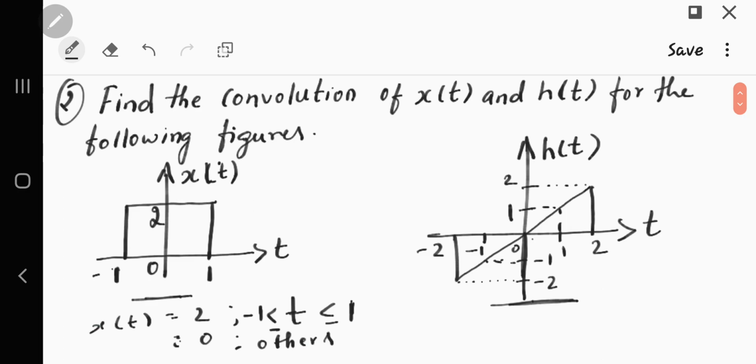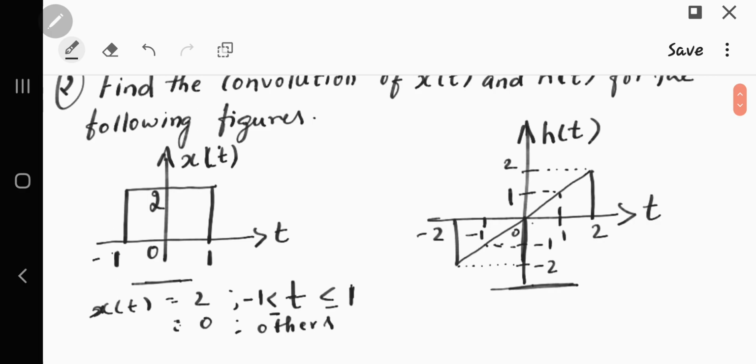Now coming to this part, that is h of t, if you observe, it looks like an increasing ramp function. So you can take the slope at any point of this. If you take here, it will be 1 by 1, that will be 1 only. So if you take this region and this region, you will get minus 2 by minus 2, again it will be equal to 1. So wherever you take the slope of this h of t, it will be equal to 1. So that means it is nothing but a unit ramp function.